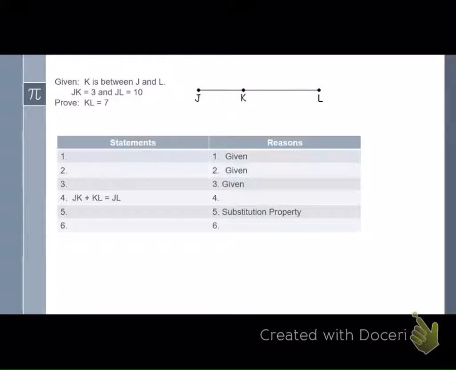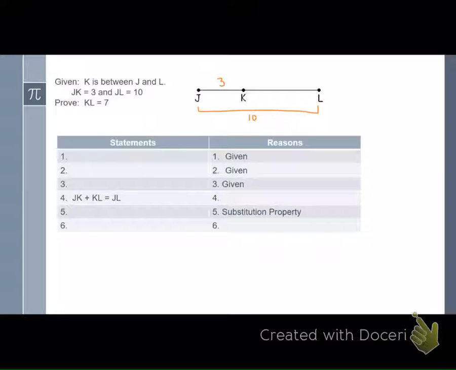All right, so K is between J and L. JK is 3, and JL is 10. So I label my diagram when I have my given information, and we're trying to prove that KL is 7. Well, looking at this, is that pretty obvious to you guys? That's why proofs can be a little bit frustrating, because it is pretty obvious sometimes, but you still have to be able to do it in a proof statement.